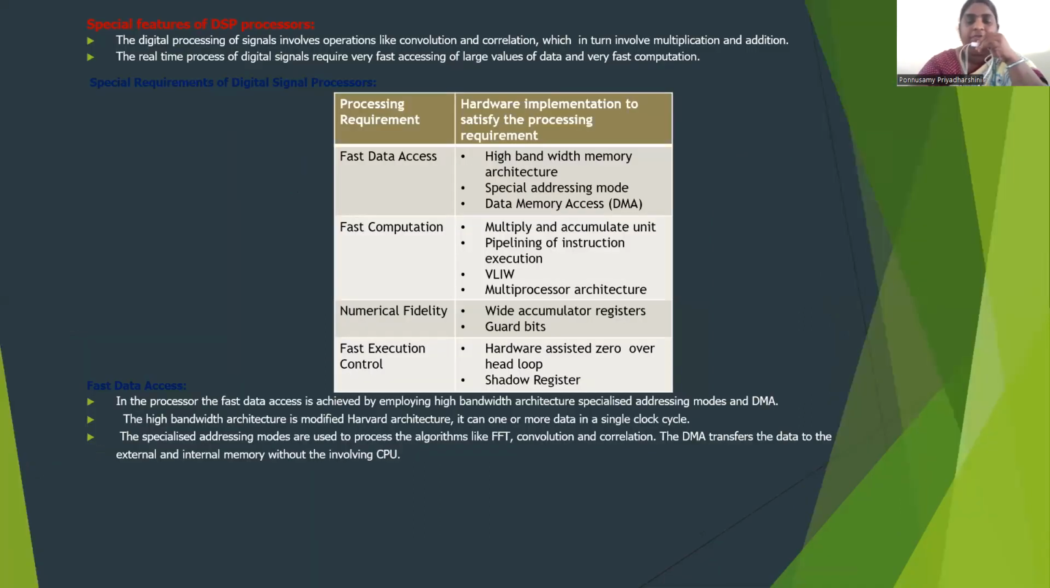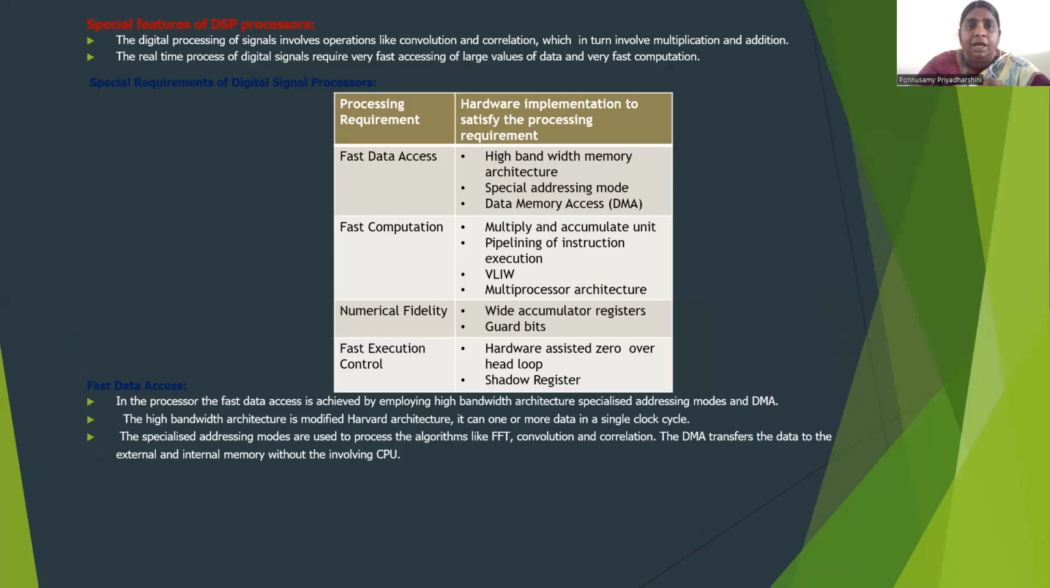So, what are the special features of the DSP processor? The special features involve all the functions we do in signal processing, like convolution and correlation. These involve multiplication and addition, so all these features can be covered in the DSP processor.